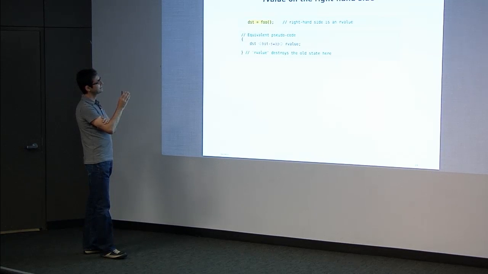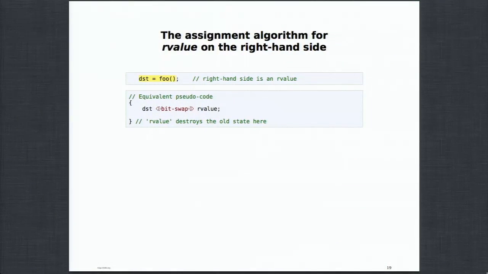So again, looking more into what happens when you have an rvalue on the right-hand side in the assignment, it's actually effectively a bit swap. And when we leave this context, the rvalue's destructor will destroy the old state of dest. Simple.